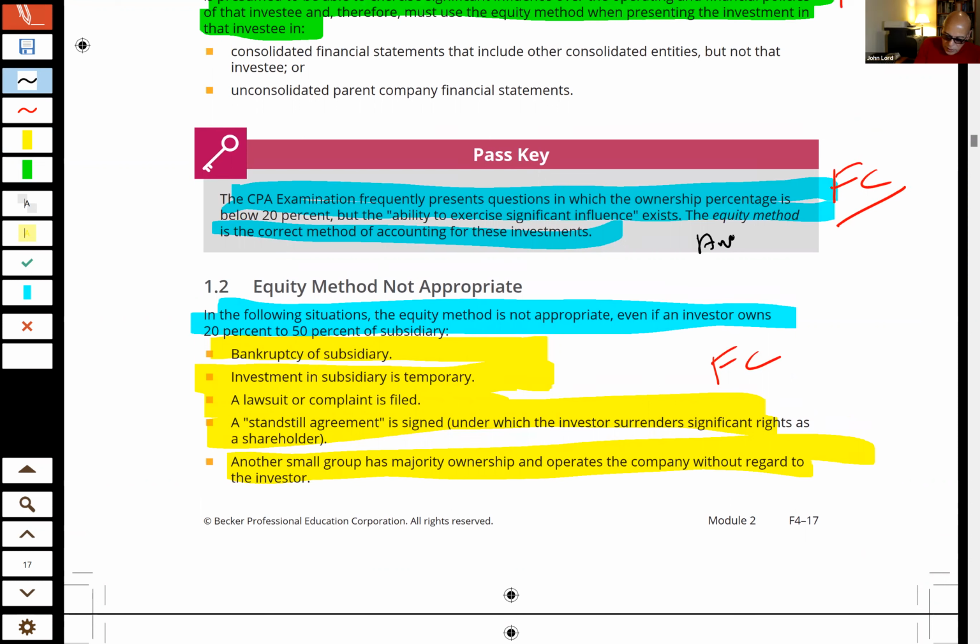Good. So put the word "and" in there, and vice versa. So even if you are below the 20%, if the question says, well, you're at 15%, but you exert significant influence, use the equity method. Now use the 15% for any calculations, but you would still use the equity method, and you'll see what I mean by using the percentage for the calculations here in a couple seconds.